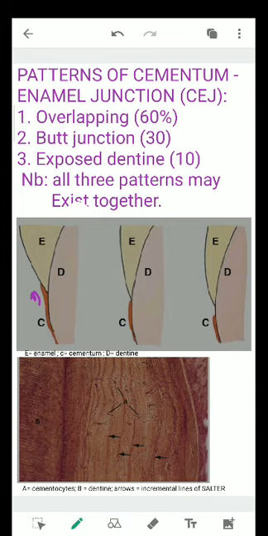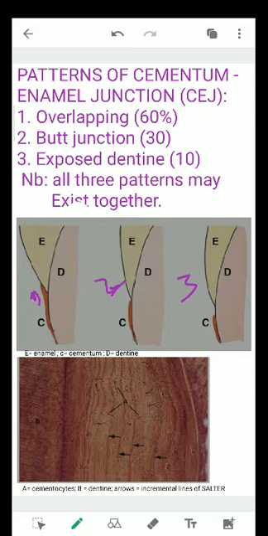You could refer to that junction as the butt junction, where they just meet together. There's no overlapping. And that butt junction is 30%. Now for pattern 3, this is pattern 2 here.